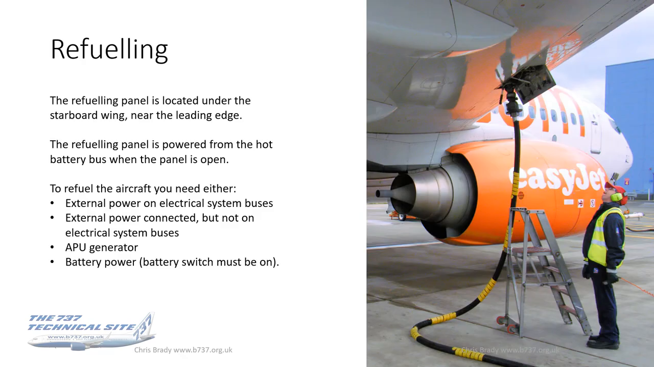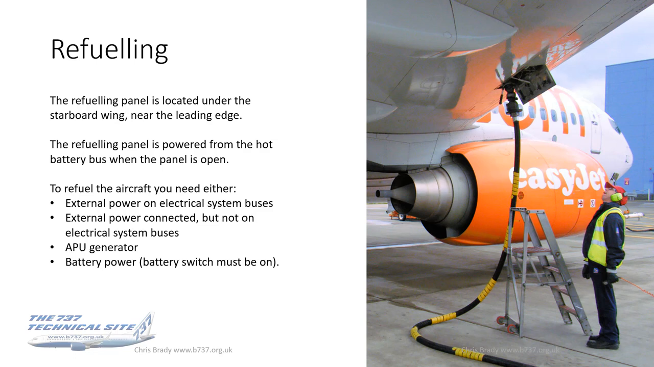All right, on to refueling and defueling. The panel, as we know, is under the starboard wing out near the leading edge. It's powered from the hot battery bus when the panel is open. So there's actually a little switch in the door opening mechanism which powers it when it's opened.